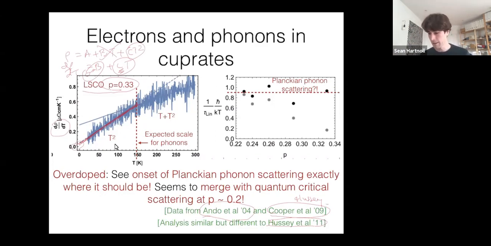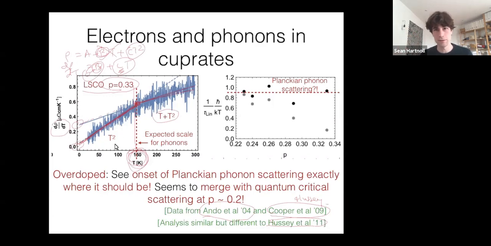However, at this scale, there's a kink. And if you extrapolate it down, there is an intercept. And this intercept is a B, which means a T-linear scattering is turning on at this temperature. Okay, suppose this is exactly what should happen with phonons. And this is actually exactly the right scale.